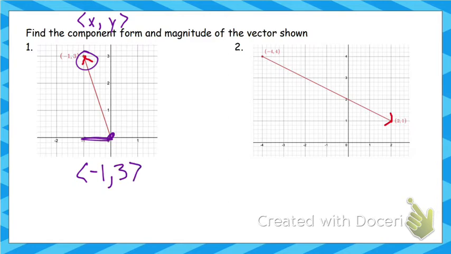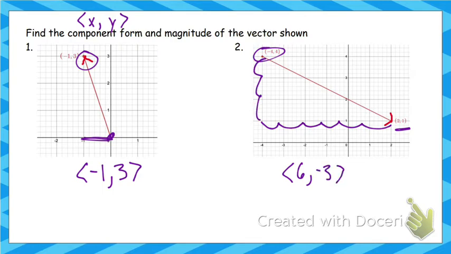All right, I'll go ahead and find component form on the next one, and then we'll find magnitude as well. So component form on this one, the x will be positive. I'm going right, 1, 2, 3, 4, 5, 6. And my y will be negative because I'm starting at negative 4, 4, and I'm ending at 2, 1. So I'm going down 1, 2, 3.